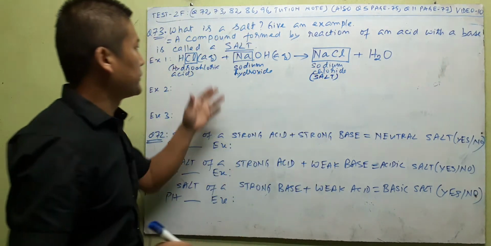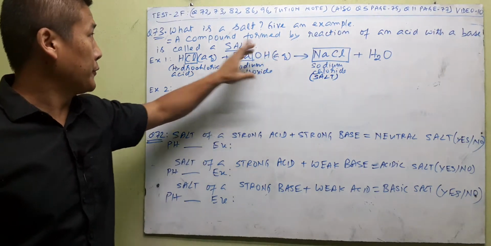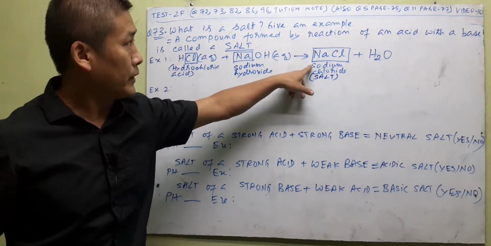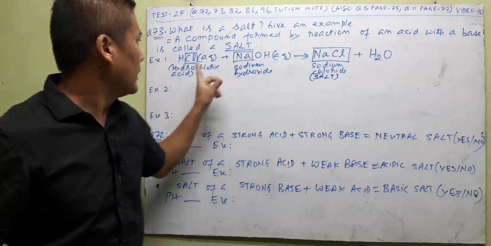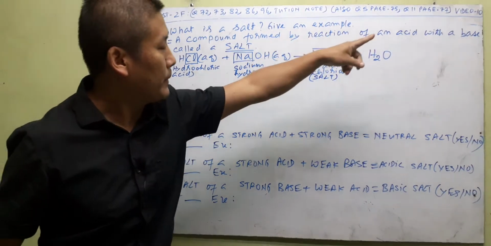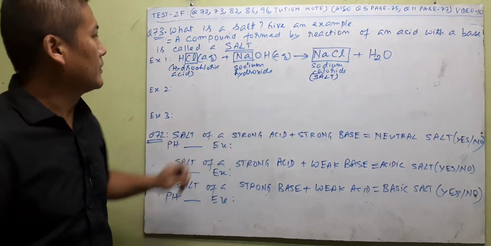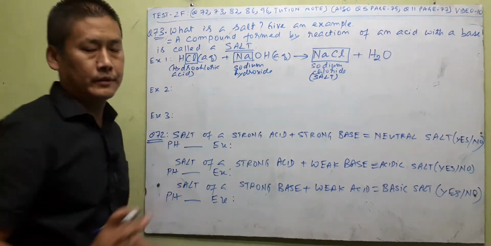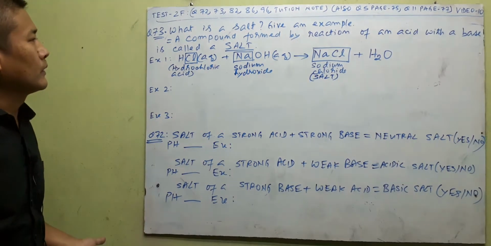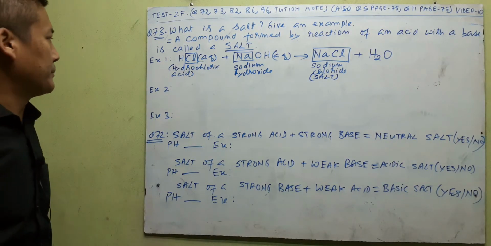So our definition for salt, we can easily understand now. A compound like sodium chloride, formed by reaction of one acid with a base, sodium hydroxide. This sodium chloride, that type of compound, is called a salt. Let us take a few more examples.